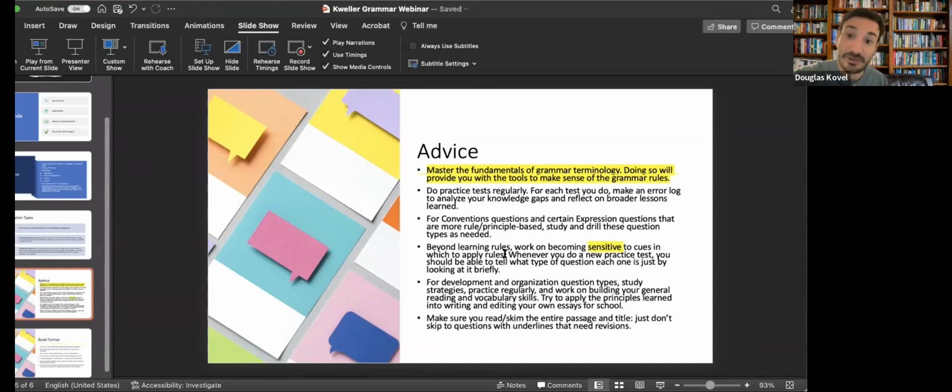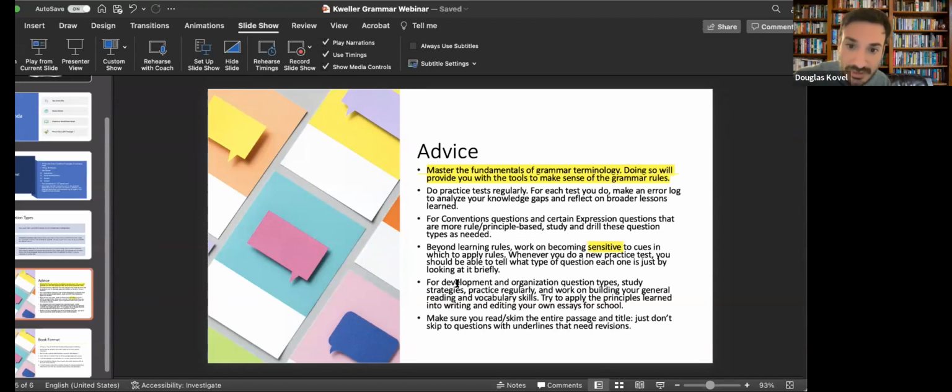So in addition to actually learning the rules, you really need to get good at recognizing when they're being tested on test day. Ultimately, after more practice, whenever you're doing a new test, you should be able to look at a question and really quickly tell what type of question it is or what rule or rules might be involved in it. And then that could affect how you strategically go about approaching them. All right, so that's all I wanted to say about that bullet point.